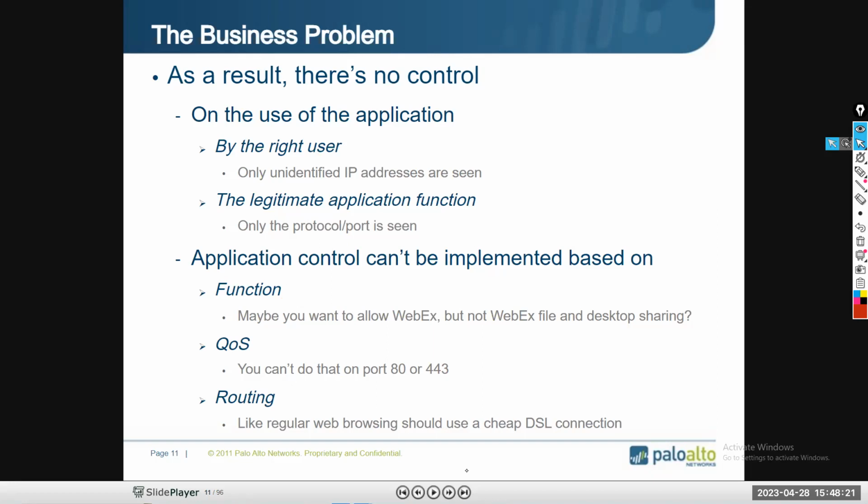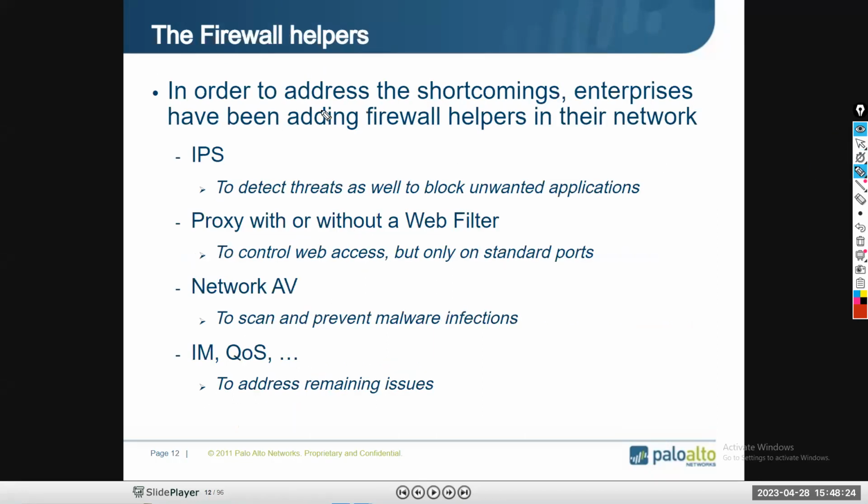So what is the firewall helper going to do, guys? In order to address the shortcomings, enterprises have been adding firewall helpers in the network, that is IPS, the intrusion prevention system, to detect threats as well as to block unwanted applications. The proxy with a web filter controls web access, but only on the standard ports. These can be done only for the standard ports. For example, I think you have a port for Skype.